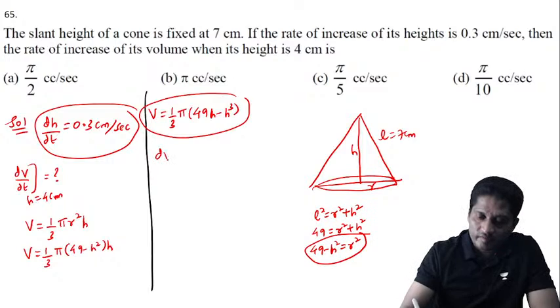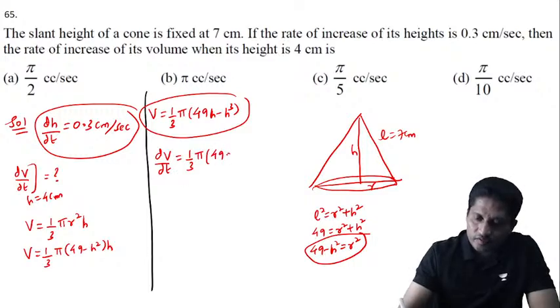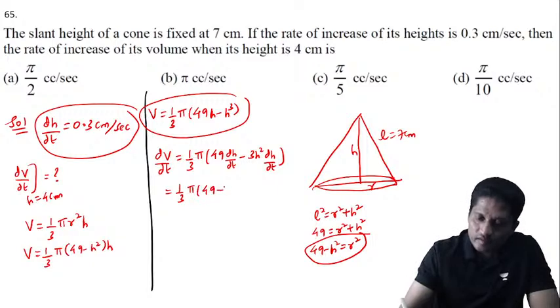Now dV by dt is equal to 1 by 3 into pi. This is 49, differentiation of h is dh by dt. Then this is 3h square into dh by dt. 1 upon 3 into pi, 49 minus 3h square. I'm going to take dh by dt common.